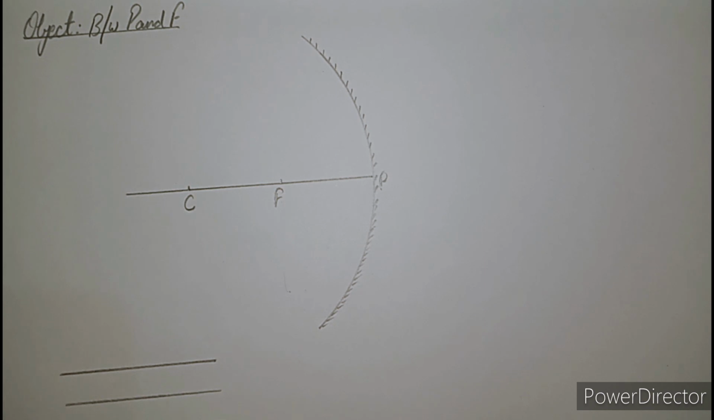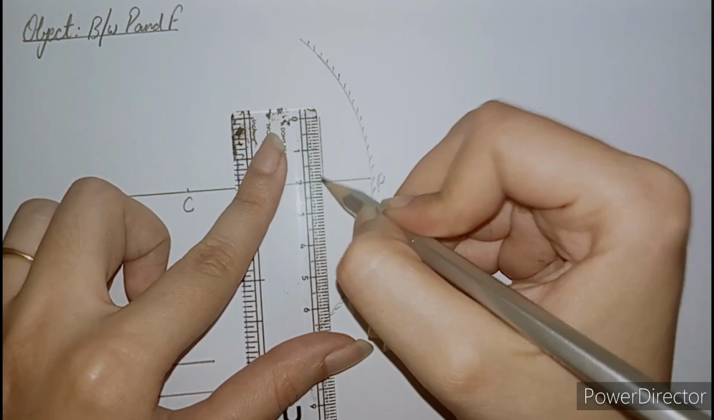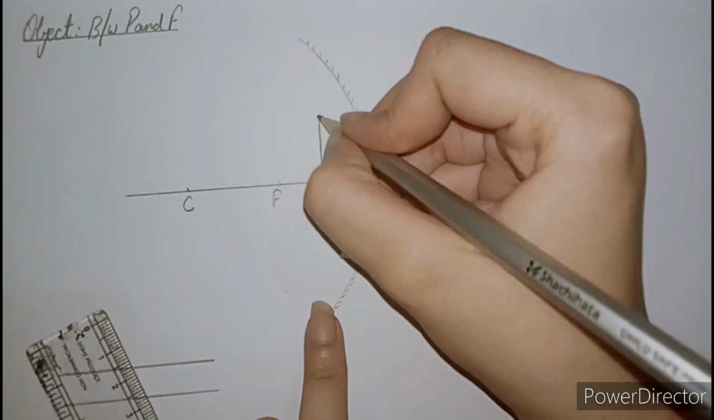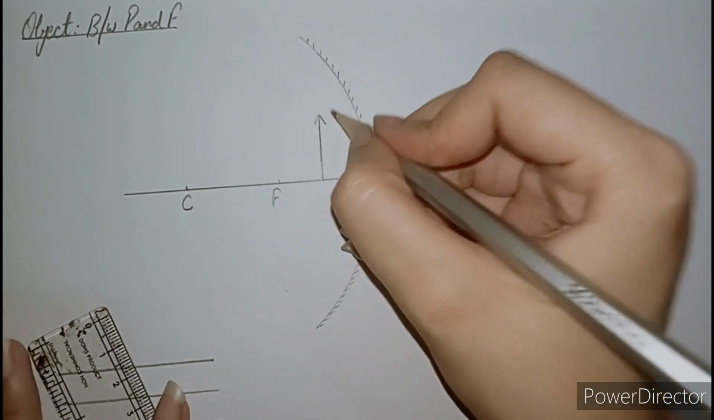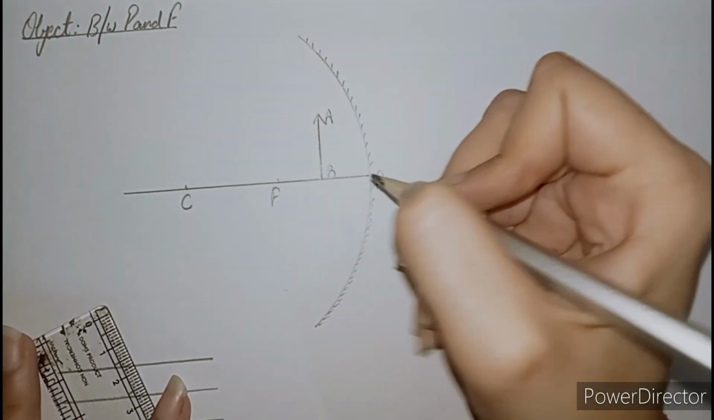The next case we are coming to is when the object is between P and F. So I have again drawn my object between P and F, keeping the size the same, that is 2 centimeters, naming the object as A and B.